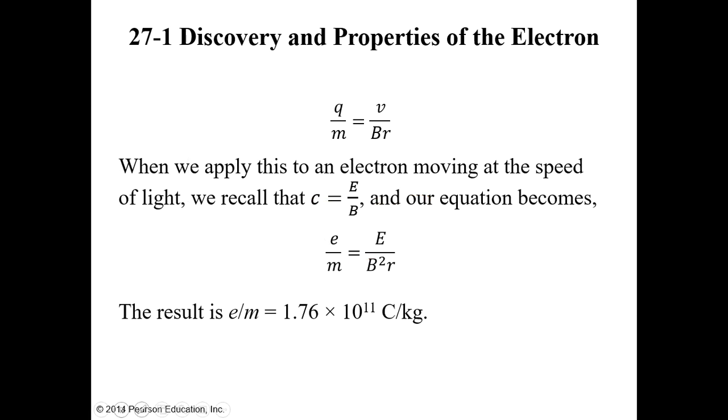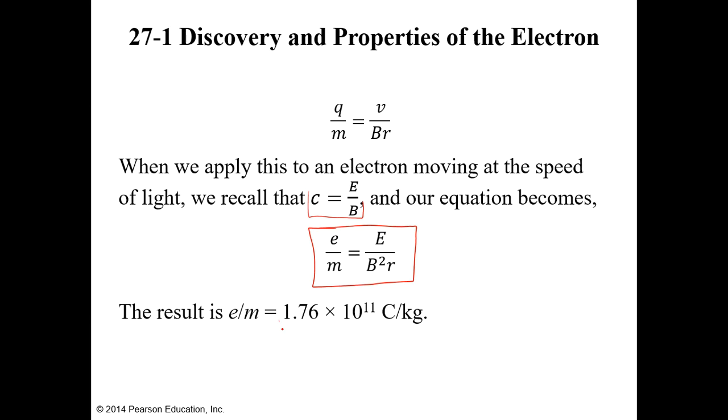Alright, now let's apply this to this specific situation, and we apply this to an electron. It's some sort of a ray moving at the speed of light, and so we know that the speed of light is the electric field divided by the magnetic field. And so then we get an equation that looks like this. The ratio of the electron's charge to the electron's mass is going to equal the electric field divided by the magnetic field squared times the radius. And that's going to be a constant number.